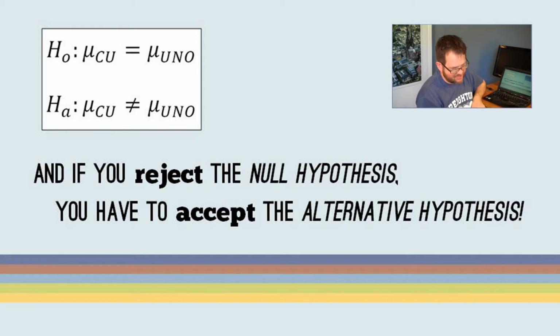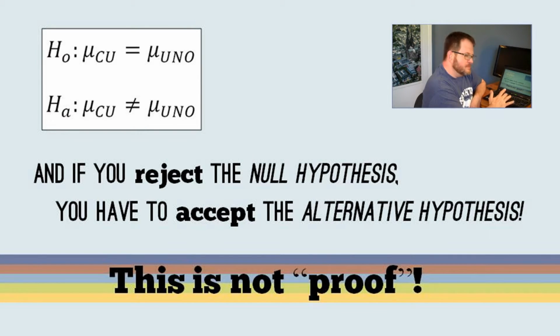And if you reject the null hypothesis, we have nothing we can do except accept the alternative hypothesis, because they are exhaustive and mutually exclusive. This is not the same thing as proving that there is a difference between the two means, or that there isn't a difference between the two means, but this is evidence, okay? We can then use this to build confidence in our results and so on.